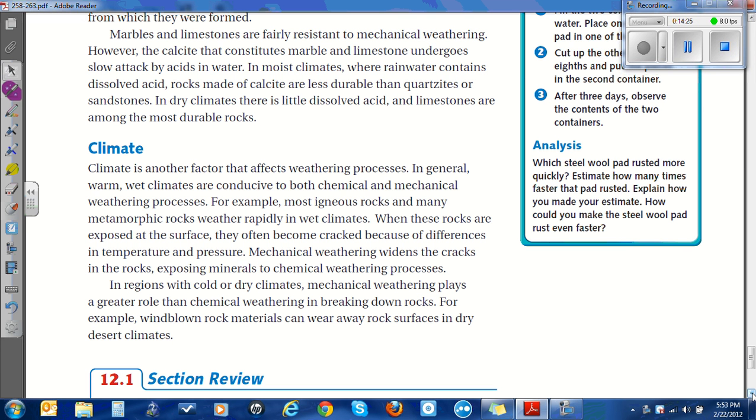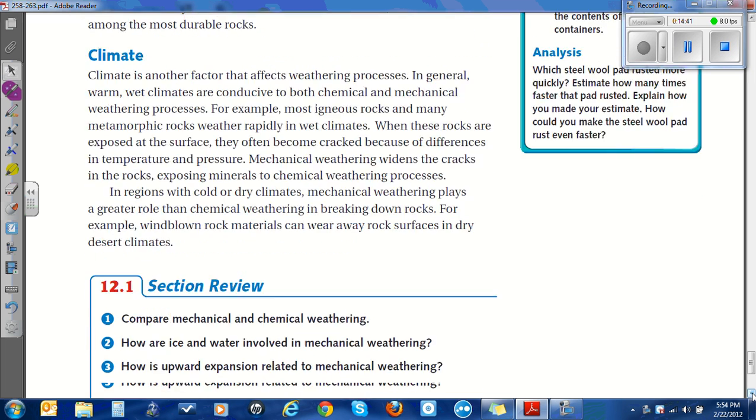In regions with cold or dry climates, mechanical weathering plays a greater role than chemical weathering in breaking down rocks. For example, wind-blown rock materials can wear away rock surfaces in dry desert climates.